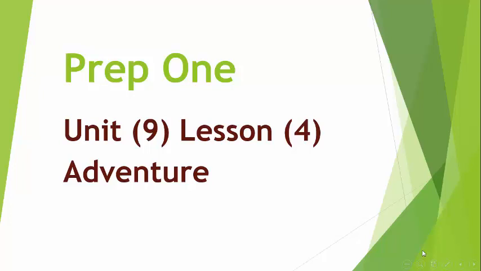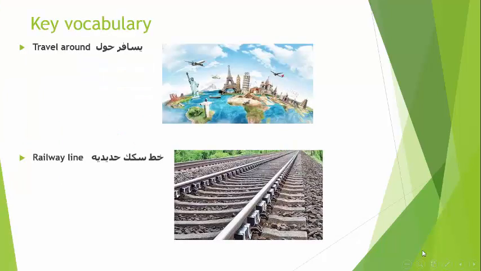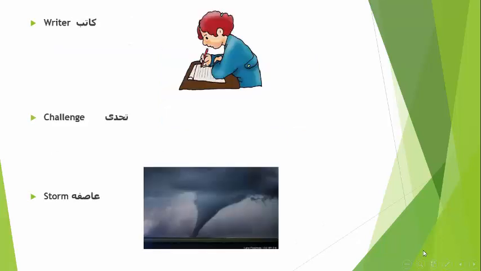First, let's check our vocabulary for the reading. Travel around means to travel around a place, country, or a small place. Railway line is something that trains travel on. Then we have writer, like Naguib Mahfouz, who wrote a lot of novels.